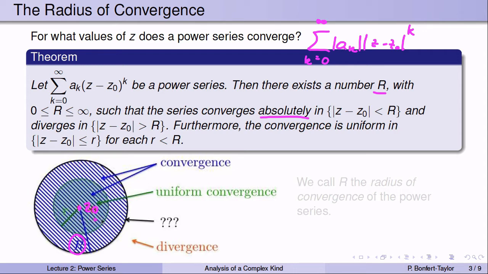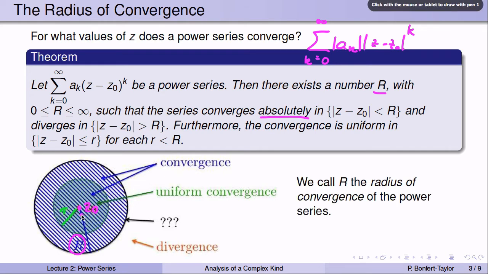And lastly, if I choose a radius little r that's strictly less than big R, then if I look at the circle of radius little r, which is contained in a disk of radius big R, in that little disk I get uniform convergence.